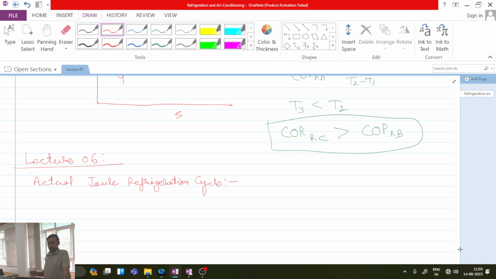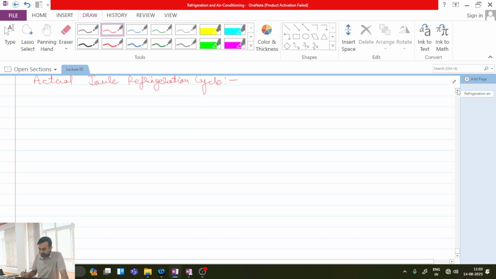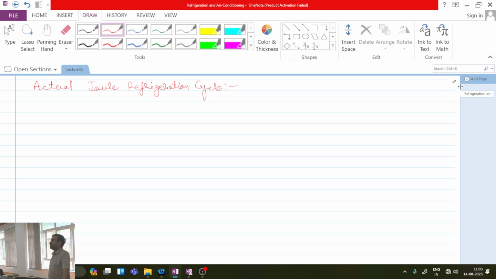Now we will start our discussion on the actual Joule or Bell-Coleman or reverse Brayton cycle. Okay, so what is the meaning of actual cycle? Basically, whenever we talk about an ideal cycle, we make certain assumptions. For example, all the processes are internally reversible. Okay, so for internally reversible processes, the losses will actually be completely zero.